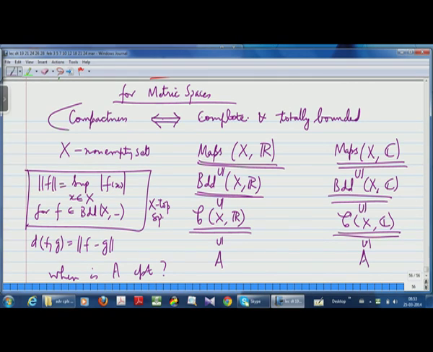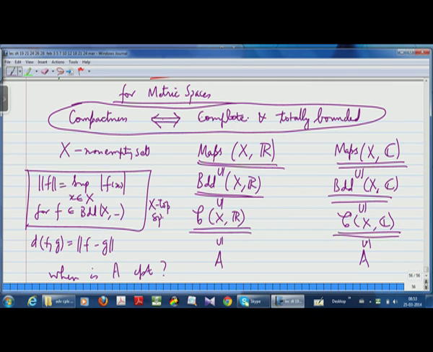So that is one thing I can do. What other things can I do? I just told you that for metric spaces, compactness is the same as completeness and total boundedness. So I can check that A is complete and totally bounded.